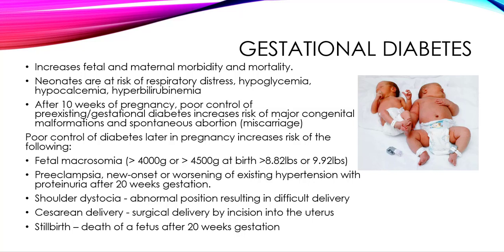Preeclampsia, which is another term that you need to be familiar with for this class, and means new onset or worsening of existing hypertension with protein present in the urine. Another risk is abnormal positioning of the baby. Your risk for cesarean section delivery also increases, and cesarean delivery is a surgical delivery by incision into the uterus, and stillbirth, which is death of a fetus after 20 weeks of gestation, so after 20 weeks of pregnancy.